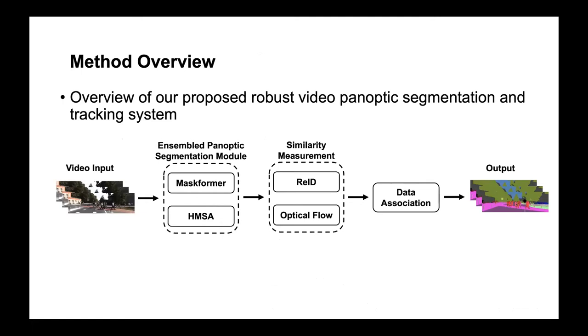Here is an overview of our proposed robust video panoptic segmentation and tracking system. With a video sequence as input, we first utilize an ensembled panoptic segmentation module to generate high-quality segmentation results. Then, a multi-object tracking module is adopted to associate instances to track lists based on an integrated similarity measurement. We use a ReID model and an optical flow model to estimate appearance and motion features, respectively. And we adopt the Hungarian algorithm to perform data association. Finally, we generate the output for every pixel with a semantic label and every car and pedestrian instance with a track ID.